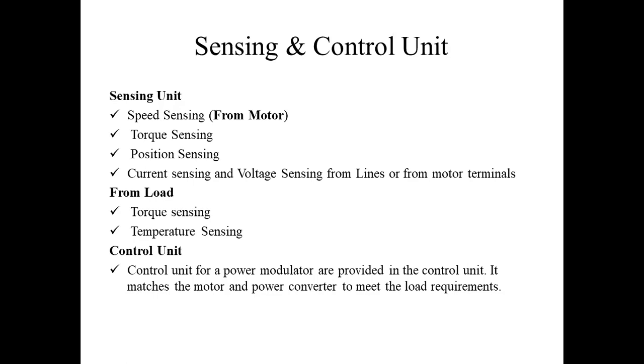The controlling action is done by means of power electronic devices. That means whenever we change the firing angle, we are changing the voltage. Whenever we change the voltage, N is proportional to V. The speed is directly proportional to voltage. When the voltage is changing, correspondingly the speed is also changing. When the speed is changing, we can attain the desired speed in the motor. That is the way it will function.